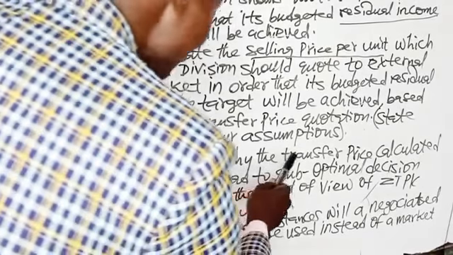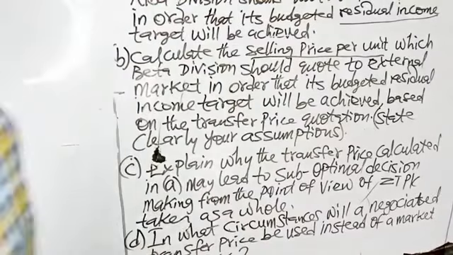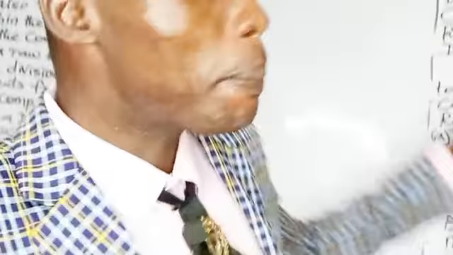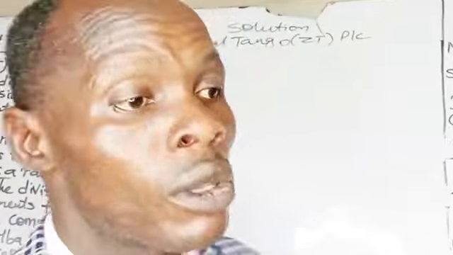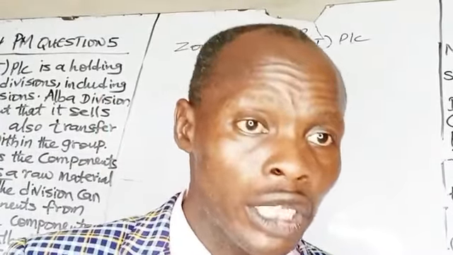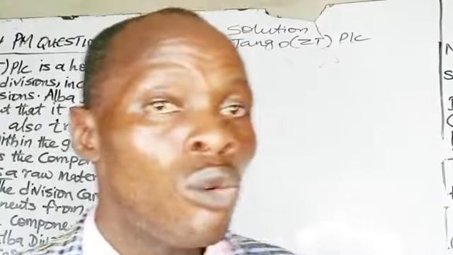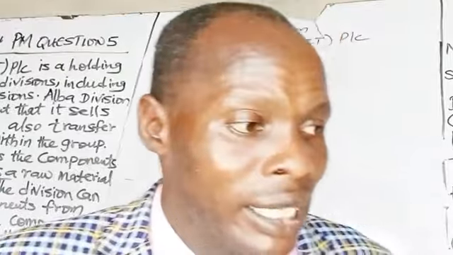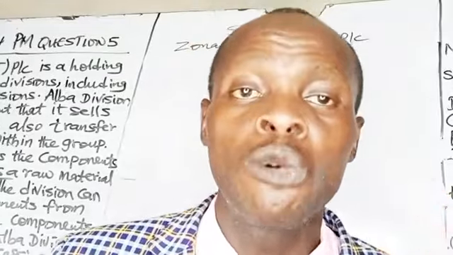B. Explain why the transfer price calculated in A may lead to suboptimal decision making from the point of view of ZTPSC, taken as a whole. So the transfer price calculated in A was set to achieve the budgeted residual income, which will not be to the benefit of the company as a whole. Since each divisional manager will strive to achieve its budgeted residual income without putting the interest of the company as a whole in mind, the transfer price set to achieve the budgeted residual income will lead to suboptimality from the point of view of ZTPSC.